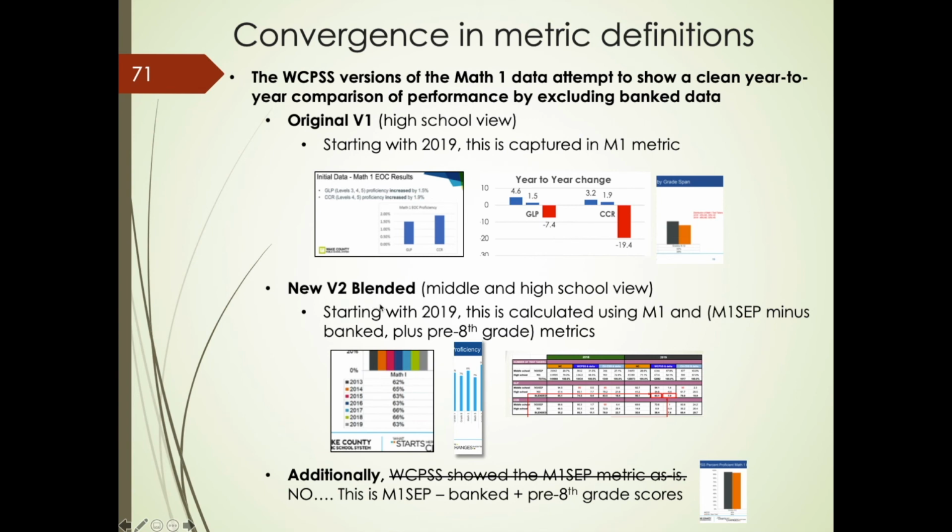On the blended calculation, this is calculated using M1 and again, M1 SEP minus bank plus pre-8th grade metrics. And then on this last note here, on this one part of this graph, I had said earlier that's the M1 SEP graph metric as is, but it's actually M1 SEP minus bank plus pre-8th grade scores. So pretty close, just still small nuance, but I wanted to at least set the record straight and at least cover this discrepancy.